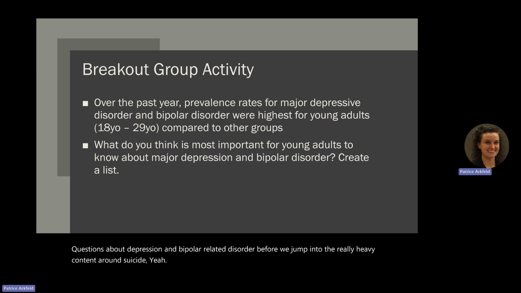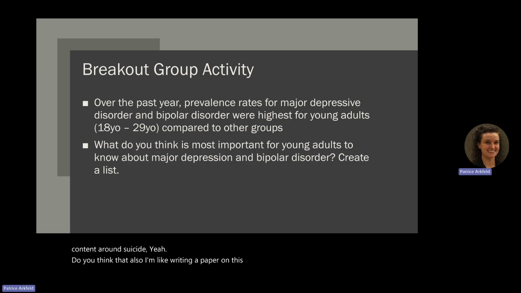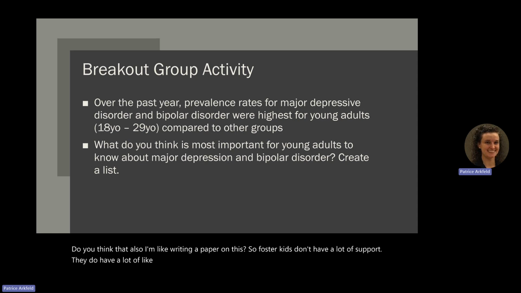I'm writing a paper on this, so foster kids don't have a lot of support. They do have a lot of developmental issues, and a lot of that is behavioral related. And a lot of them have signs of depression, but they don't get help, so it's longer lasting and affects their adult life. Not because of support, even, because they don't really have a lot of support.